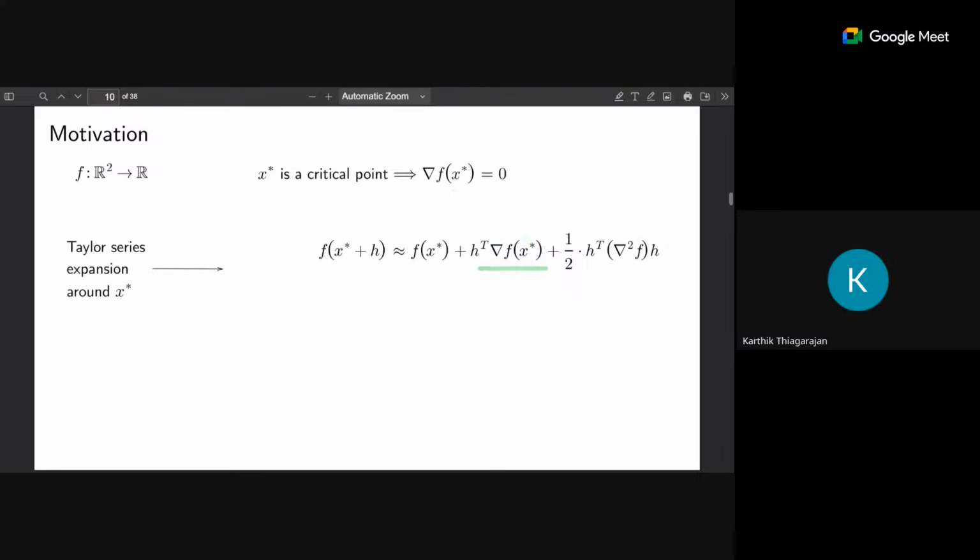So what we are left with is, this is the Taylor series. So you are left with this. I'm just taking f of x star to the other side. So you can describe this difference as half into h transpose H into h. So I'm calling this h.